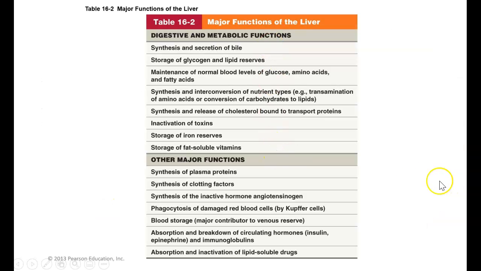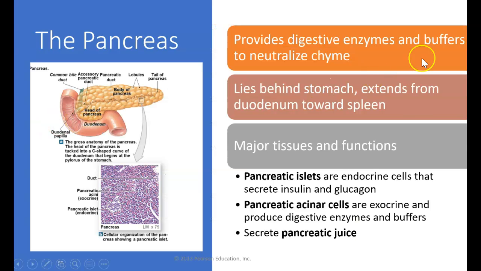Again, this chart just shows some of the major functions of the liver, looking at digestive, metabolic, and other functions. It makes and secretes bile, stores glycogen and fat reserves, maintains normal blood levels of glucose, amino acids, and fatty acids, synthesizes and releases cholesterol, and stores iron reserves and fat-soluble vitamins. Moving on to the pancreas.